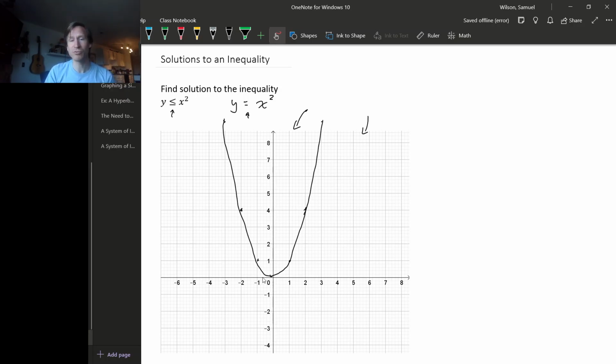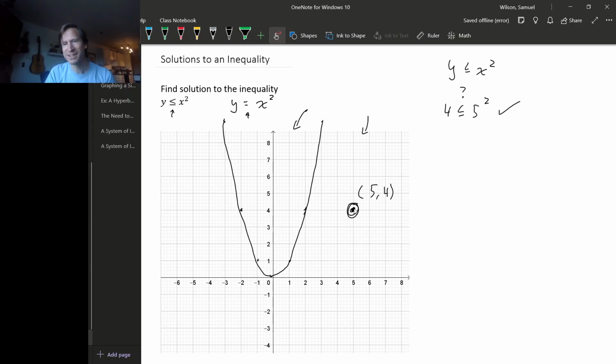To figure out which is which, let's plug in a point. To see if there are solutions below this parabola, let's just plug in any old point below this parabola and see if it's a solution or not. So this is the point 5, 4. To see if this is a solution, we can just plug it into this inequality and see if it works. So y is 4. We want to know, is that less than or equal to 5 squared? And yes, it is. So this point is a solution.